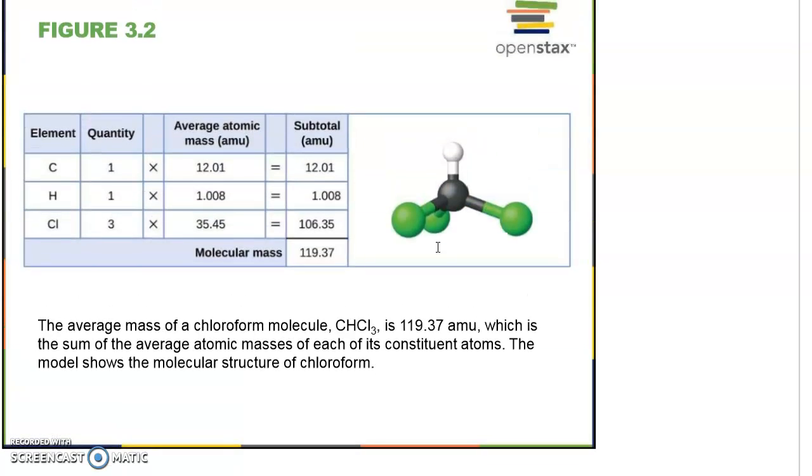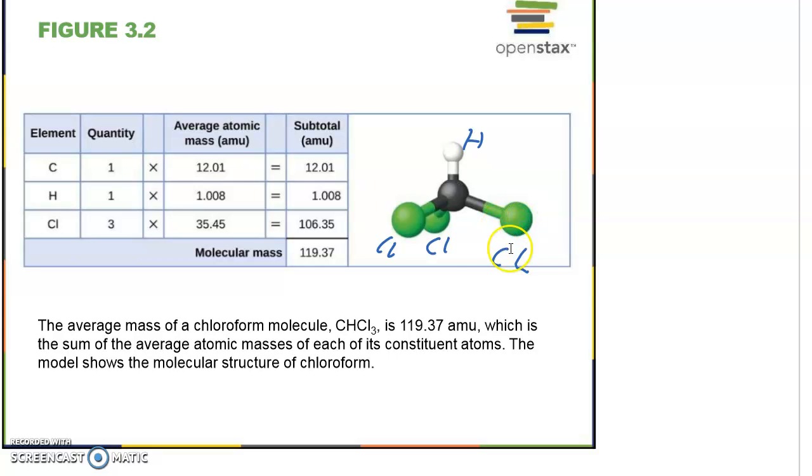For example, over here, the molecule is discrete and it's CHCl3. If you look over here, the central atom is carbon. Let's say the green one is chlorine, and the white one over here is hydrogen. What I'm going to do is calculate the molecular mass. That is the mass of each atom added together. That is the molecular mass.